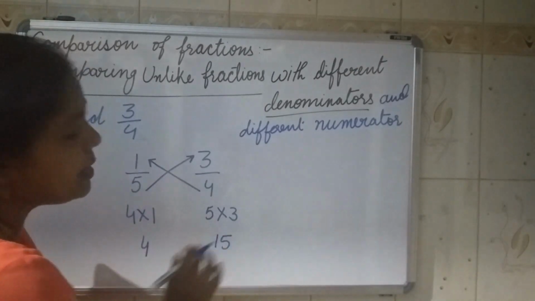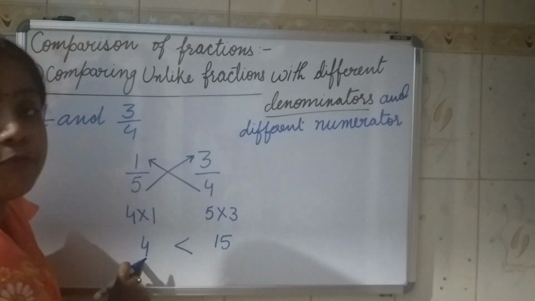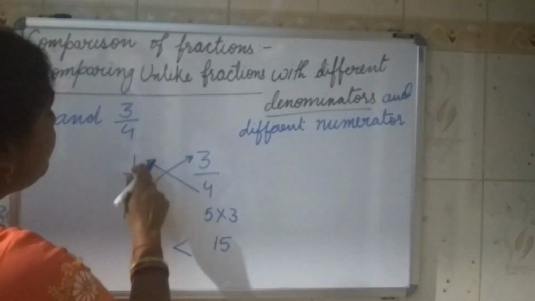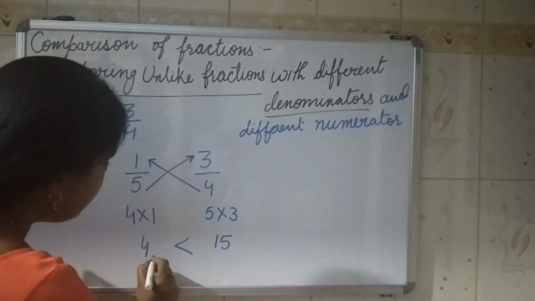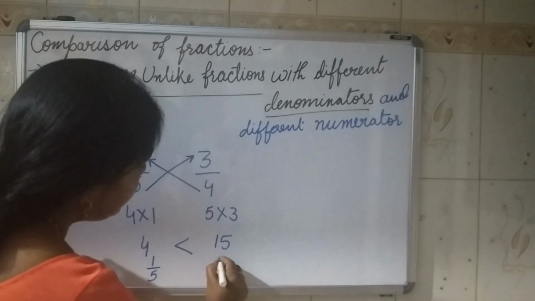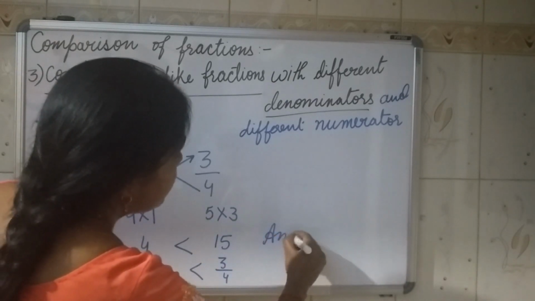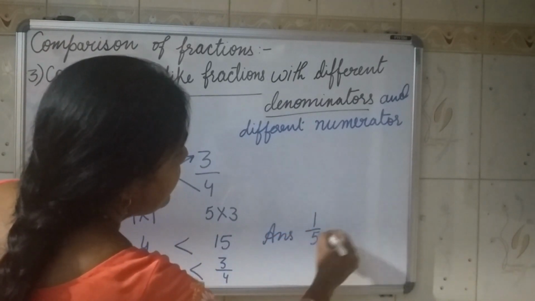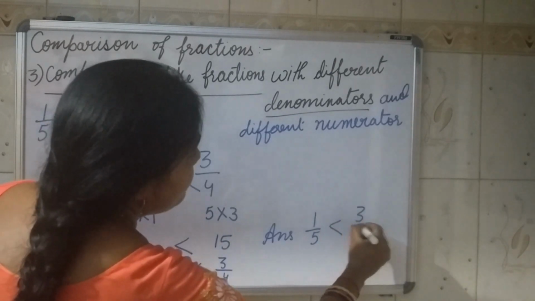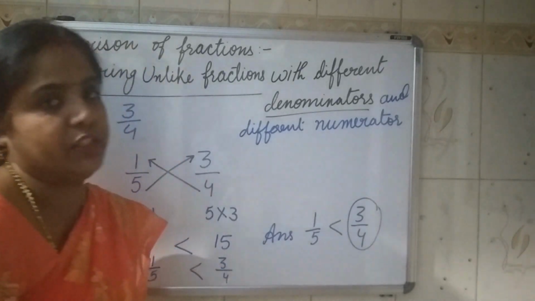Now from here which number is greater? 15 is greater. So we can say 15 is greater than 4. Okay. Now which 4 is coming from which fraction? It is coming from 1 by 5. And this 15 is coming from this side, so it is 3 by 4. So we can say that the answer is 1 by 5 is less than 3 by 4. So which fraction is greater? 3 by 4 is the greater fraction.